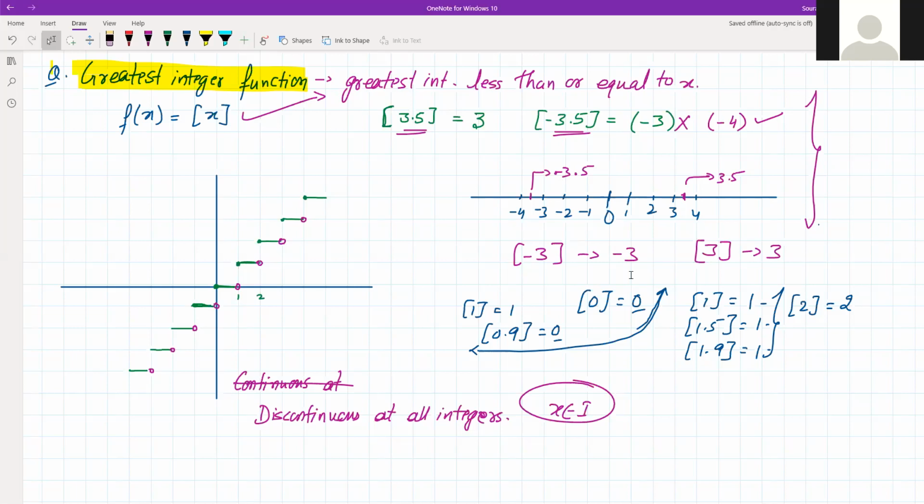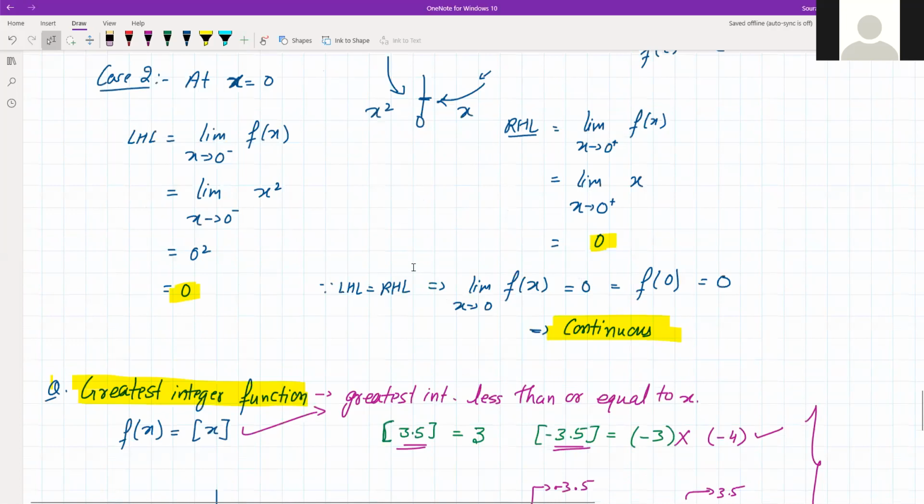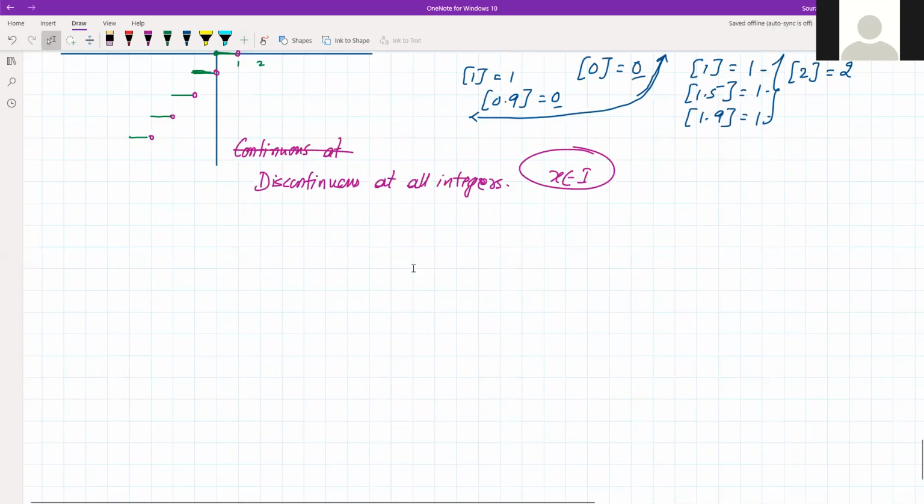Next is you try to solve it the way we have solved it here, like finding limits and then saying whether the limit is equal to the value or not, or whether the limit exists or not. So try to do that, see if you are able to do it. If not, I'll try to solve it in the next class.